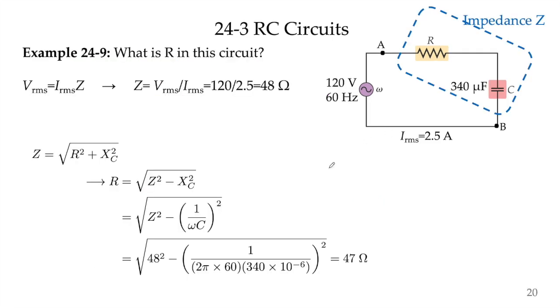Now let's solve this problem related to AC circuits. In this problem everything is given in the figure. So we have the RMS voltage, we have the frequency, and also the current in the circuit is given, the RMS value of the current, and the capacitance is given. The question is asking what is the resistance of the resistor in the circuit.